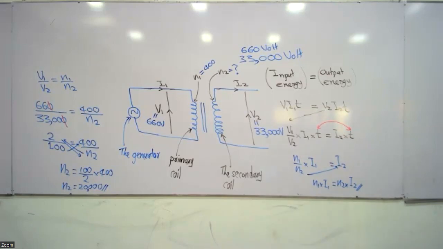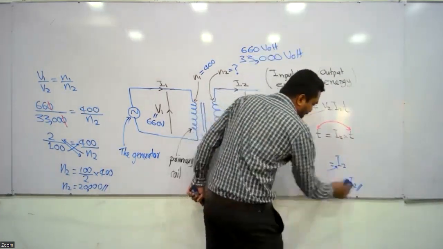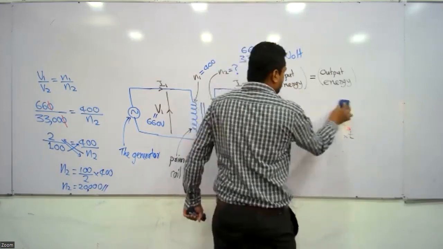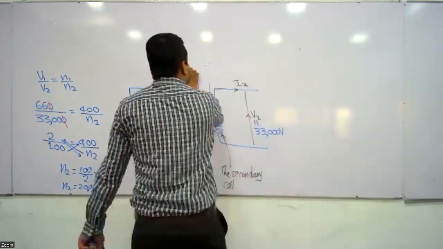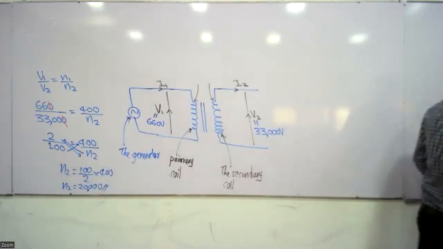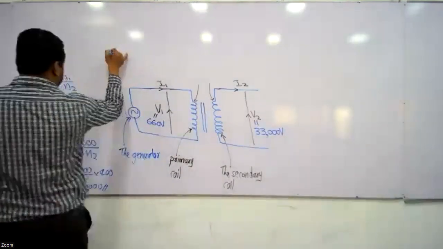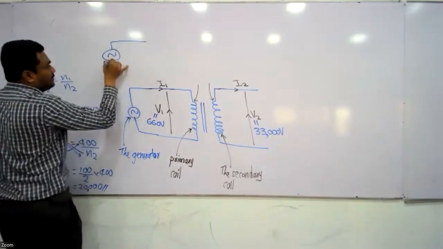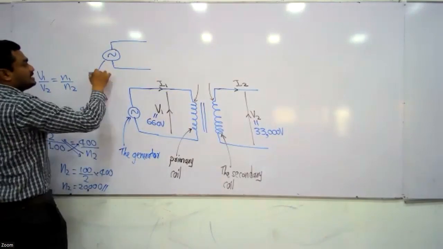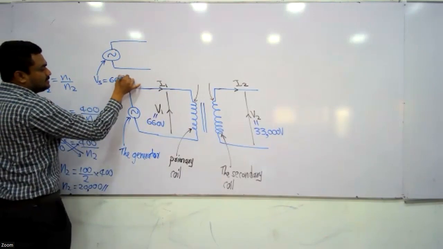Right. In an electricity board, they use several transformers, not only a single transformer, but many transformers. Look at the board here. A generator generates a smaller voltage, something like 660 volts. So in this case, what is the generated voltage here? Supply voltage is 660 volts.